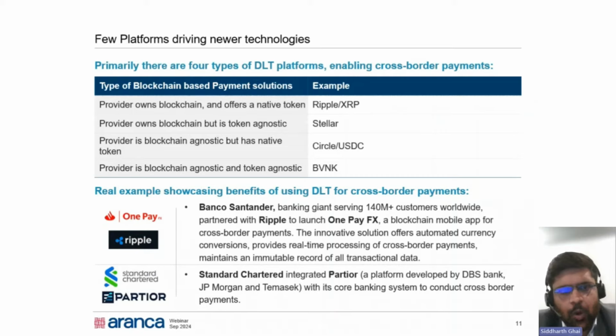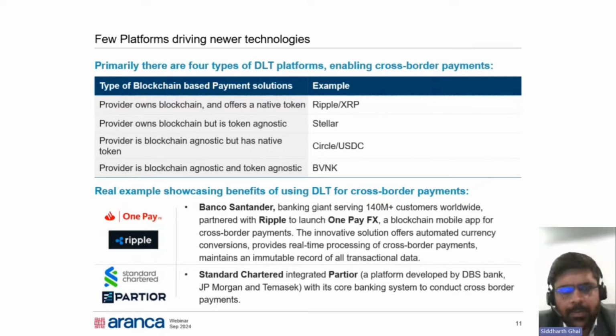The next is where the blockchain ledger is provided by the platform, however the token is agnostic. You can buy any token on that particular platform, and you can do the transaction. So it gives you a blockchain platform and gives you an option to choose any of the tokens that you would like to buy for doing the transaction.